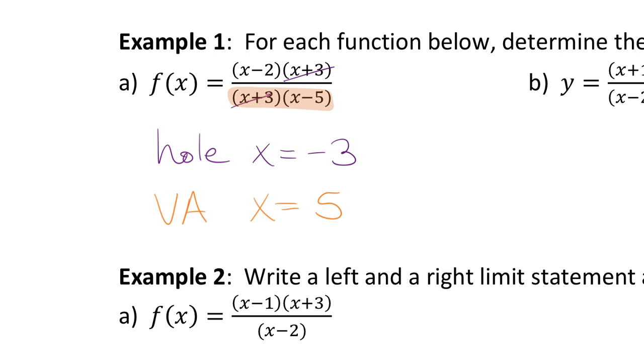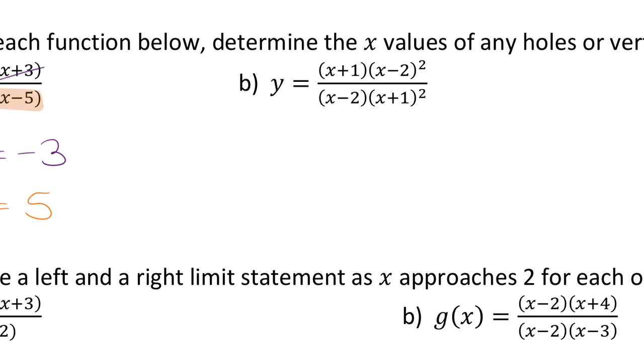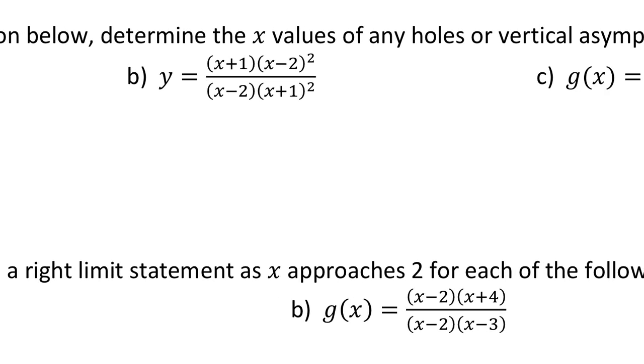Okay. Now this next one, are there any things that can cancel out? Yes, tell me about them. Both of them can cancel, right? So I'll start by canceling the x plus 1s. There's only one in the top, which means I can only cancel one in the bottom out of the two that are there. The x minus 2, there's one in the bottom, which means I can cancel out one in the top.